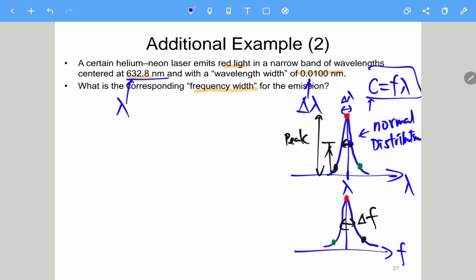Okay, so here we have C equals f lambda, which means that we have f equals C over lambda. C is a constant. f and lambda are variables. So we try to take the differential of this one. This is a variable, this is also a variable. So we should have df equals C times 1 over lambda. 1 over lambda means lambda to the power of -1. So take the derivative, it becomes negative lambda squared, and then d lambda.